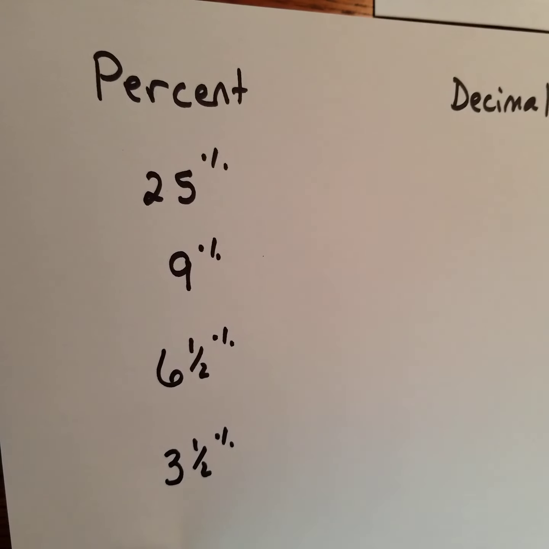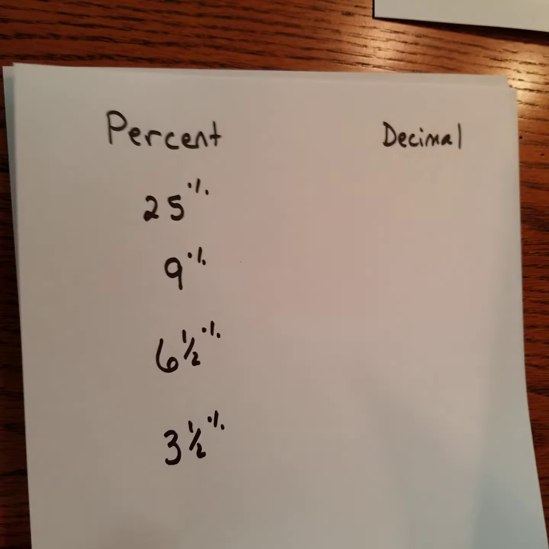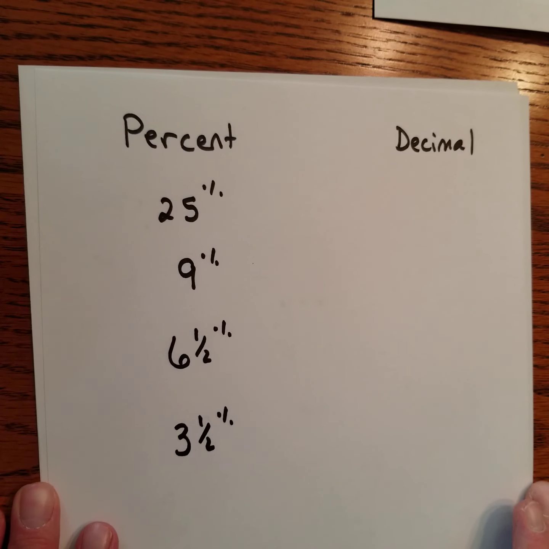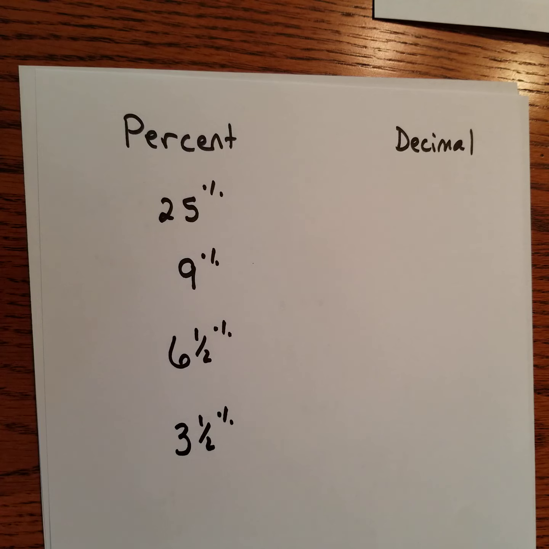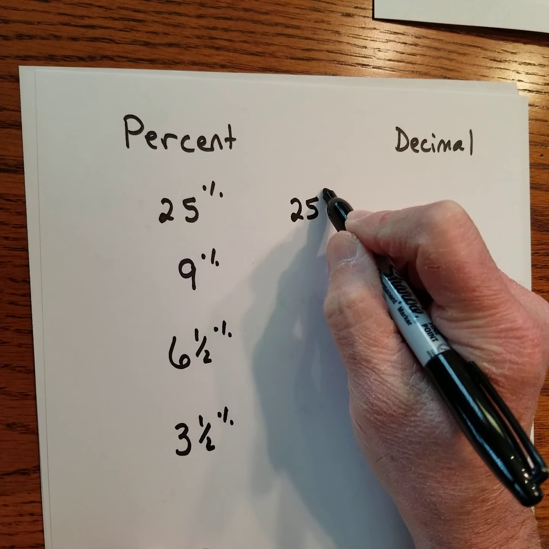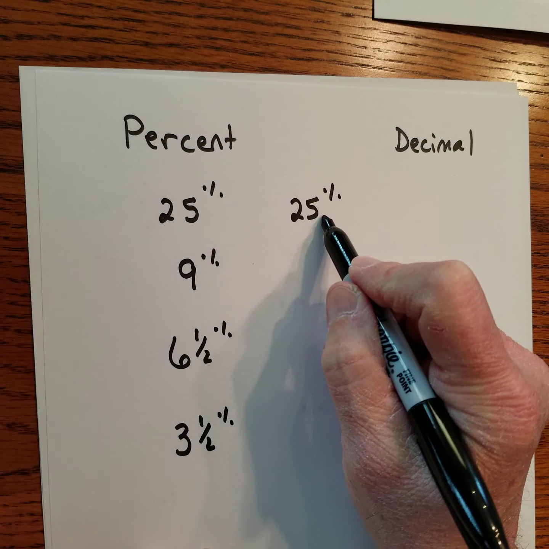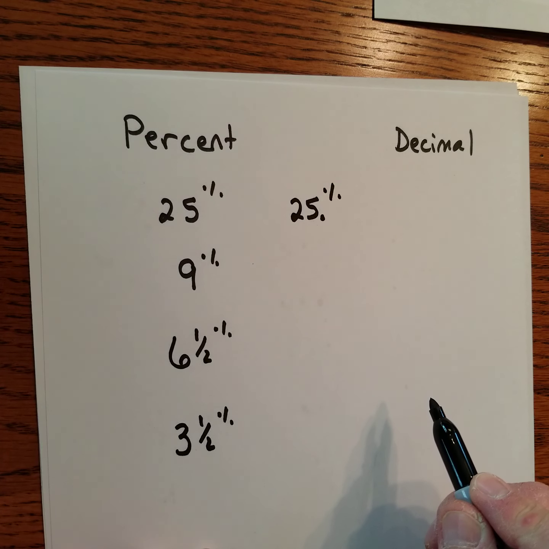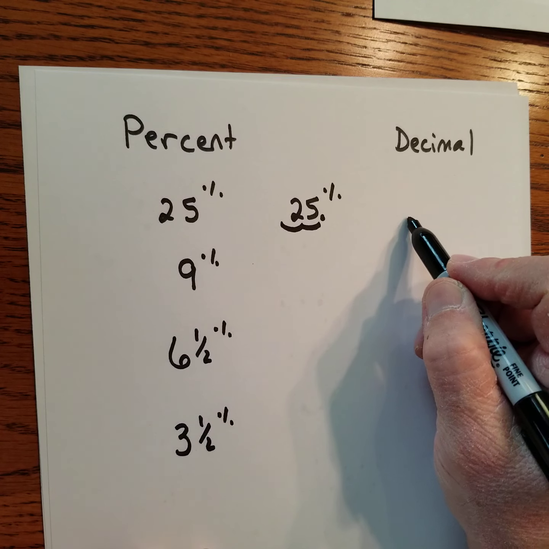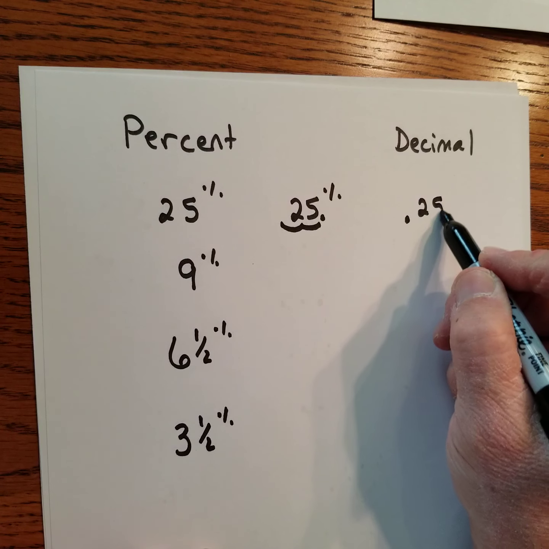Here's some quick review now on changing percents into decimals. We're very good with something like 25%. To change 25% into a decimal, we'll remember that the decimal point starts out there. Then we move it 2 spaces to the left, which is 0.25.